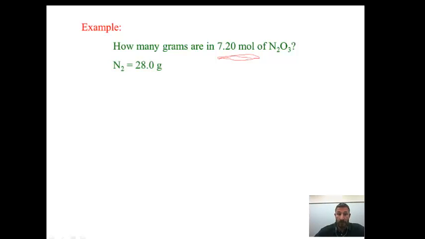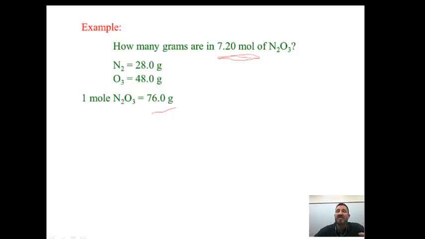So we know we have to add up two nitrogens. Nitrogen's 14. 14 times 2 is 28. Then we have to add in 3 oxygens. Oxygen is 16. 16 times 3 gives us a mass of 48. Now we add both these numbers together, and we get a total mass of 76 grams, and that's our molar mass of N2O3. Now, if we have 7 moles, it should weigh 7 times that.